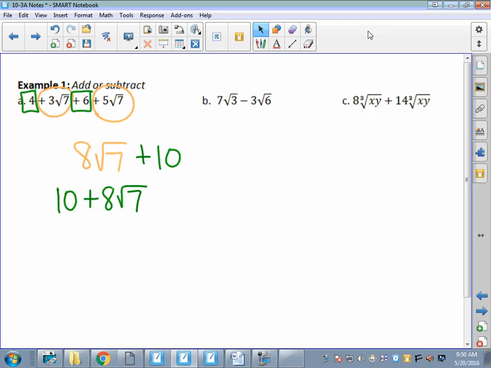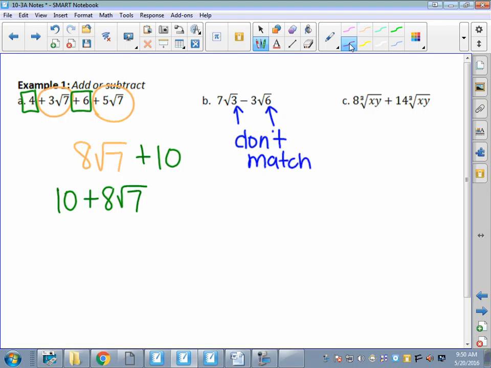It's not really ringing. Letter B, we've got 7 square roots of 3 minus 3 square roots of 6. Do we have like radicands? So can we do anything with this? We can't do anything with the 7 and the 3 because these two numbers right here don't match. They're not like terms, which means we can say we can't combine, or it's in simplest form, or we just rewrite that because that's as combined as it can be.